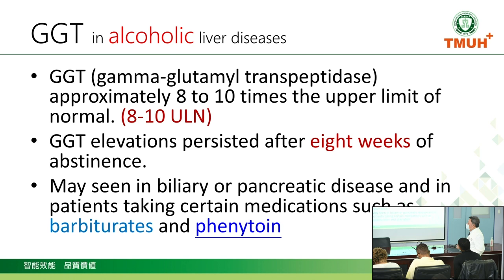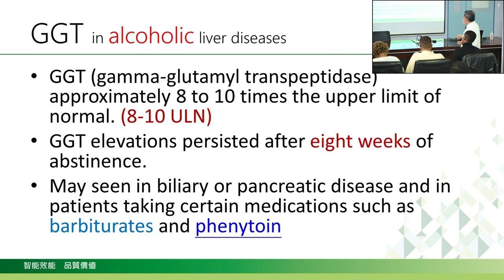Usually in alcoholism, gamma GT you can see around 8 to 10 times the upper normal limit. And if abstinence persists 8 weeks, gamma GT will normalize. You may see it in biliary or pancreatic disease, and in patients taking certain medications such as barbiturates and phenytoin, which can also induce gamma GT. So if gamma GT is high, you cannot always say you drink too much. I never drink too much, I have never drunk. The case may be taking phenytoin or barbiturates.